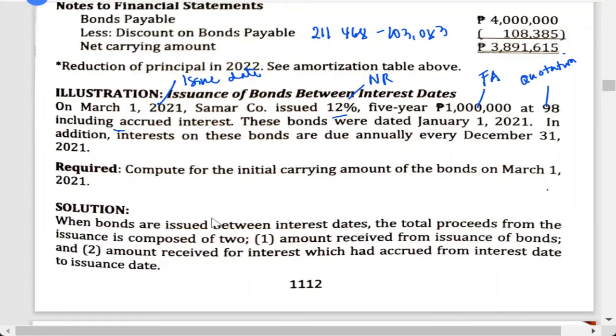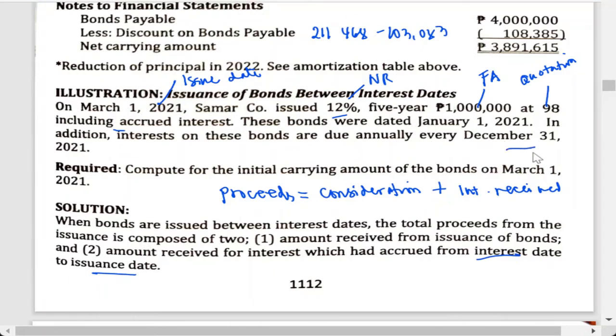So when the bonds are issued between interest dates, the total proceeds from the issuance is composed of two things. The proceeds is the consideration, the amount received, that's number 1, and the interest received, which had accrued from the interest date to the issuance date. So the interest date here is December 31 up to the issuance date.